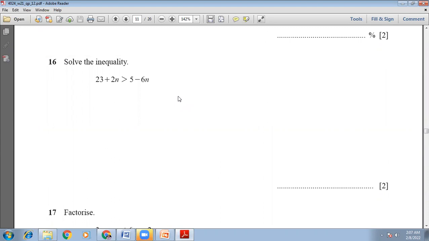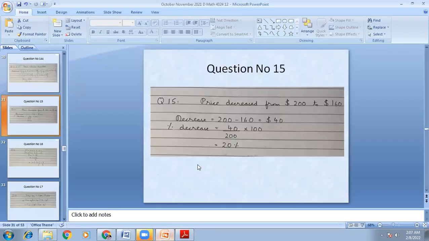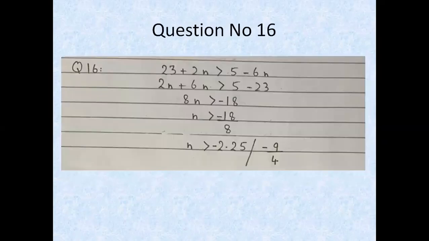Solve the inequality. So we have to solve it. It's very simple. It's a 2 marks question. Let me show you the solution. So take this minus 610 to the other side. Take this 23 to the other side. So you will have 2n plus 6n, that's 8n greater than minus 18. Bring this 8 to this side, it will divide. So n is greater than minus 18 by 8.